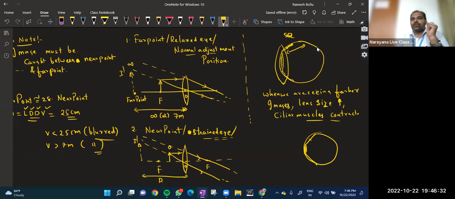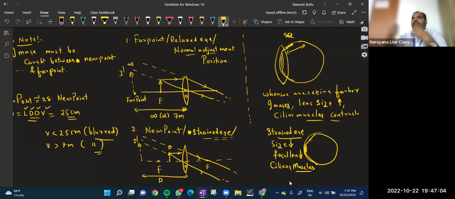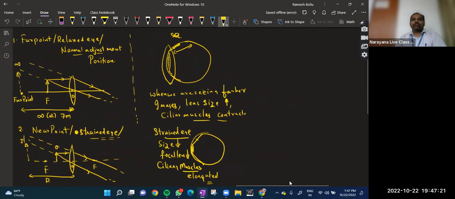Okay, so when you are seeing any nearest image at the near point, what is the state of that eye called? Respond: strained eye. In this, what will happen? The size of the lens will decrease. Size of the lens decreases means the focal length will also decrease. So what happened to the ciliary muscles? Kindly respond, friends. They will elongate. Expanding is a different meaning. They will elongate, so that will give you a lot of pain, students. So that is what we call relaxed eye or strained eye.